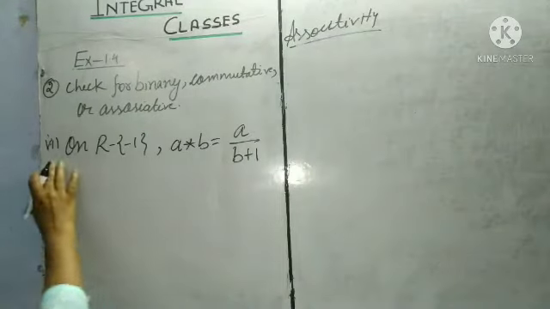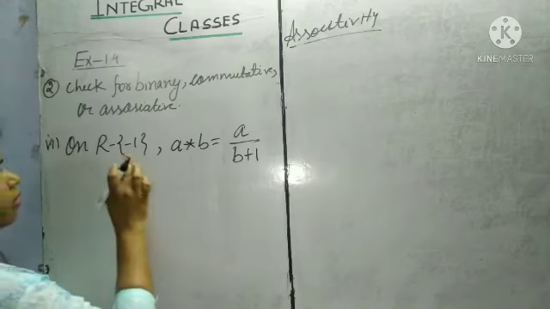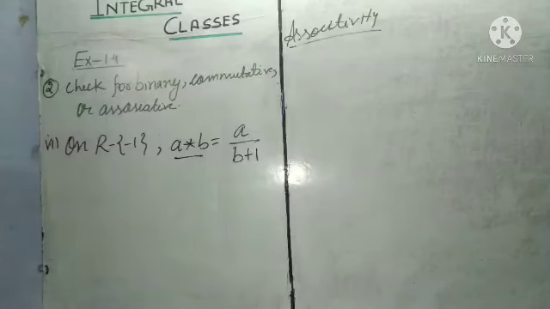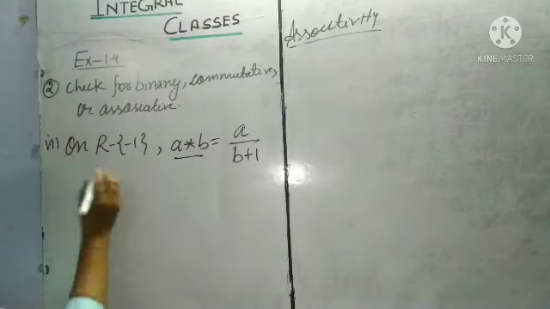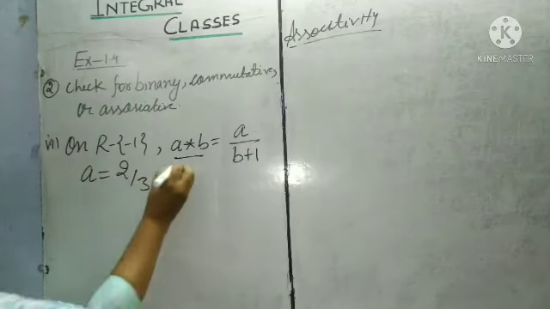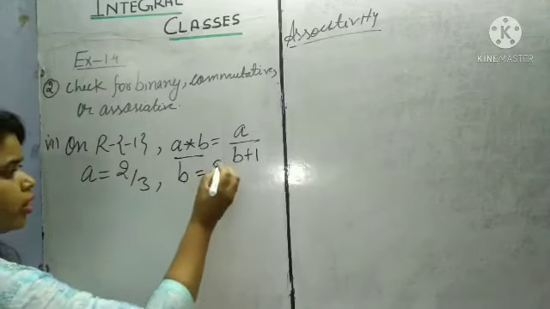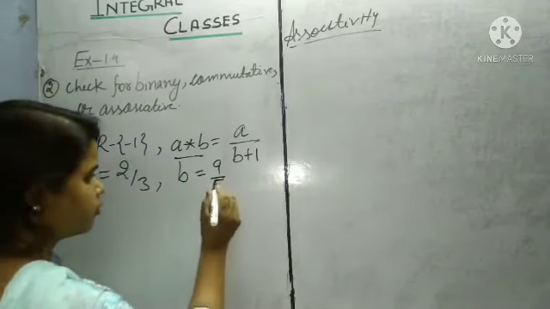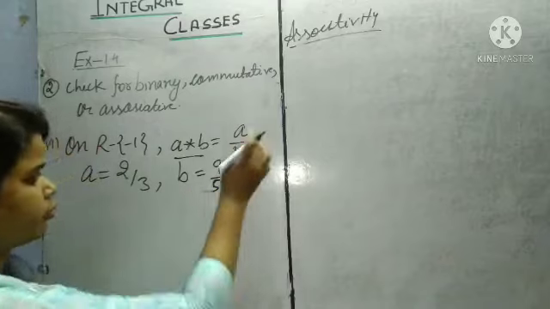Now question number 6 is on real number minus 1, A star B equal to A upon B plus 1. First we will again check here whether it's binary or not. So we will consider here A equal to 2 by 3 and B equal to 9 upon 5. Now we will put the value here.